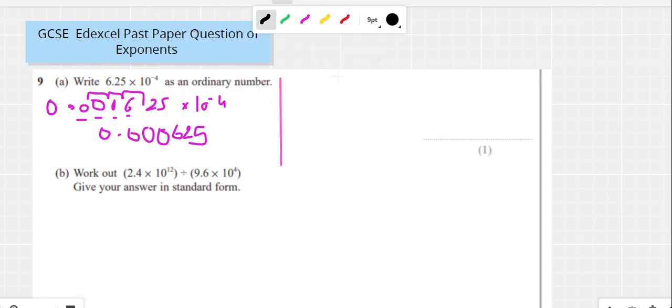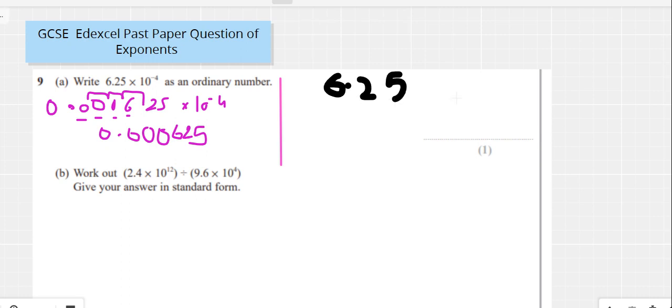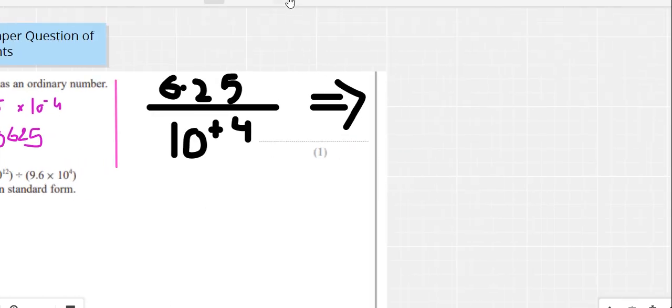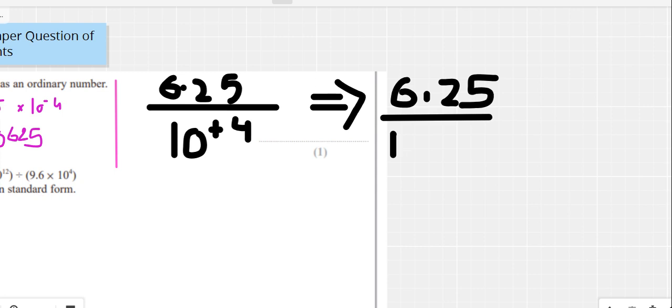And the other way to do this question is, we have a negative power. According to the exponent rule, when the power is negative, to make it positive, we bring it down to the denominator. So we will bring down 10 to the power of 4 because it's negative, so it will become positive. Any number that has a power, like 10 has power 4, means you can write it with 4 zeros. So 6.25 over 1, and 1, 2, 3, and 4 zeros.